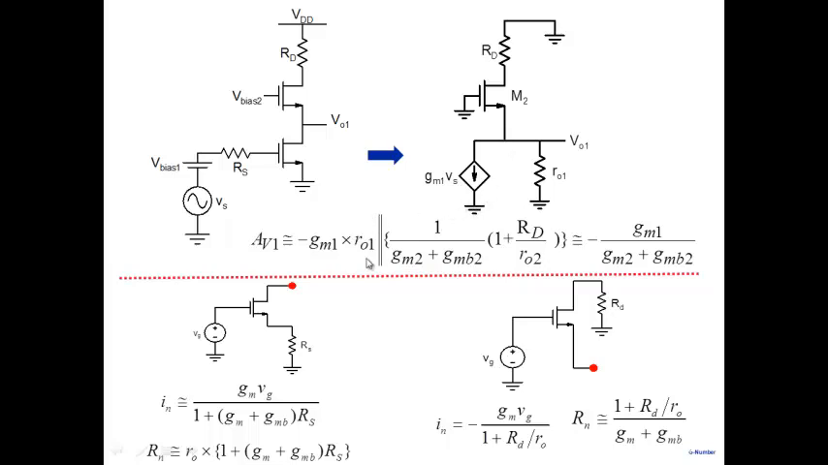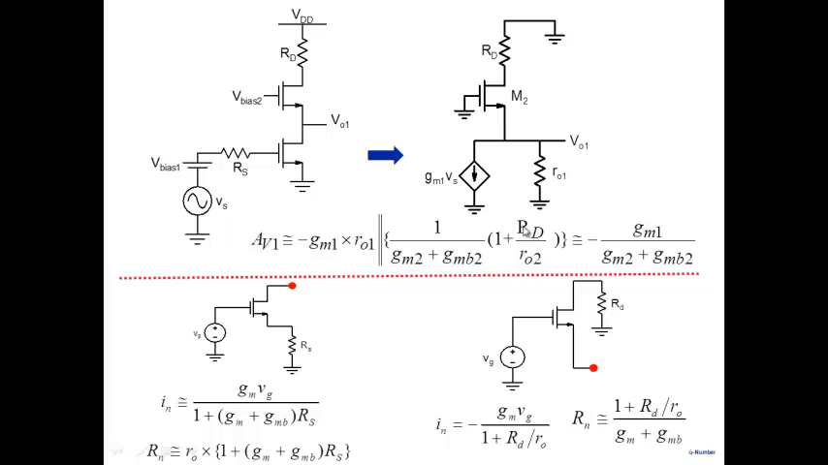This whole thing, R01 parallel here, is Norton's resistance. And Norton's current is what? GM1 times VS. So what is the net voltage developed at this node? Norton's current multiplied by Norton's resistance, which is GM1 times VS multiplied by Norton's resistance here. And therefore, if you take VS on this side, the gain will be GM1 R01 parallel.